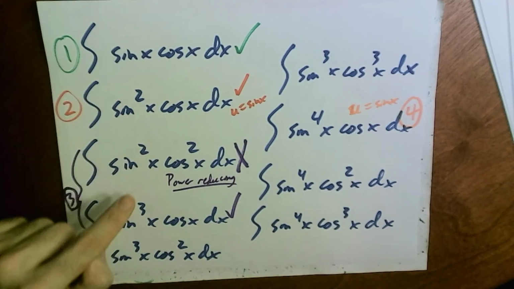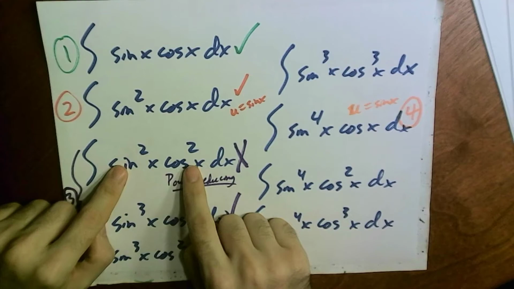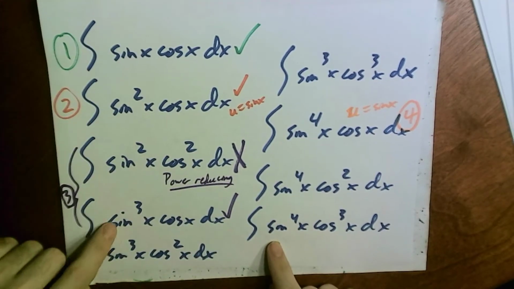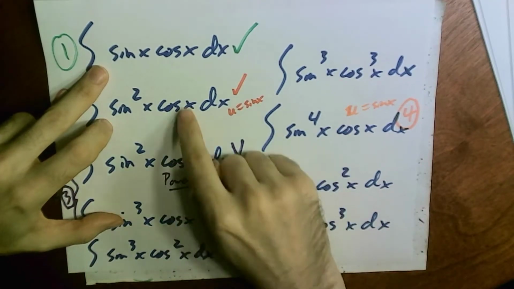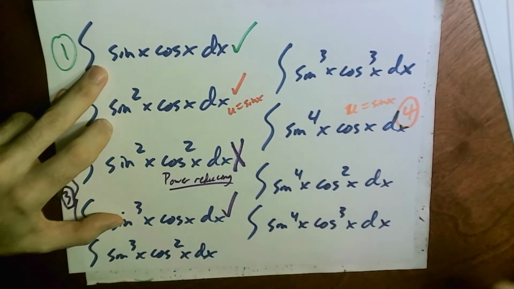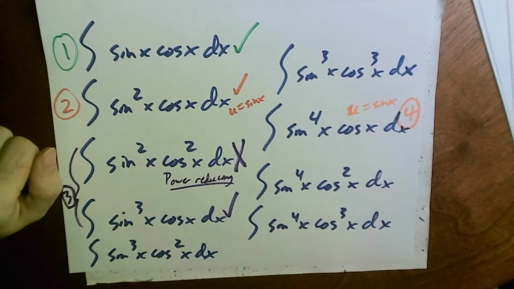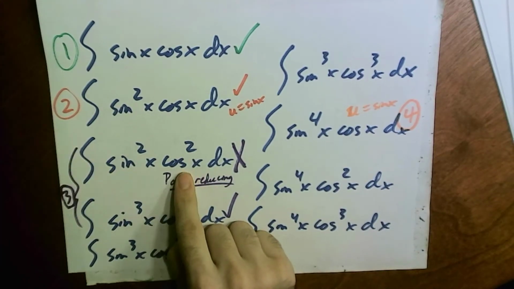For every problem of the 4, not this one, but for the first, the second, the third, and the fourth, subbing sine was great, right? I had exactly one cosine. That was wonderful. I subbed it. It went away. It was used for my du. When I had 2 of them, though, it was a pain.